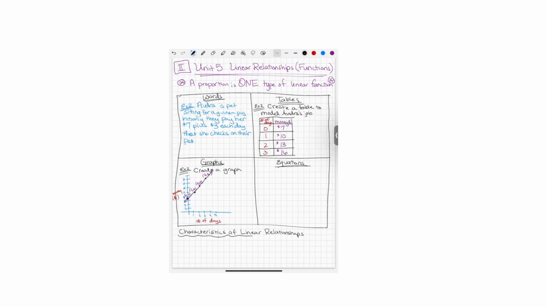And in your mind, I want you to be comparing and contrasting. How is this similar to our proportional graph we did? How is it different? Be thinking about that because that's going to be important. It's a very mathy thing to do.